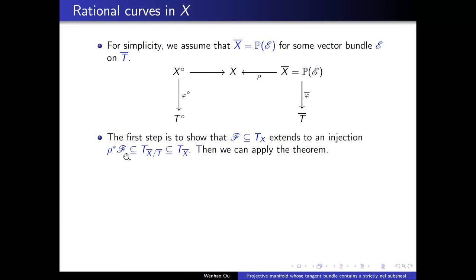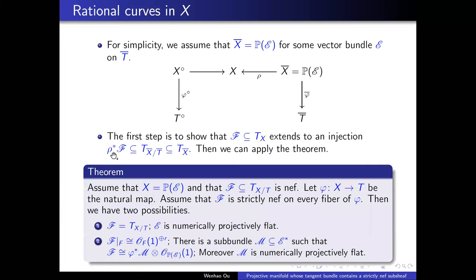And now we have this. So the pullback of F, of course, is nef on X bar, because F is nef, you prove it by something is nef. And since every fiber is finite onto its image under rho, the pullback of F is strictly nef on every fiber.